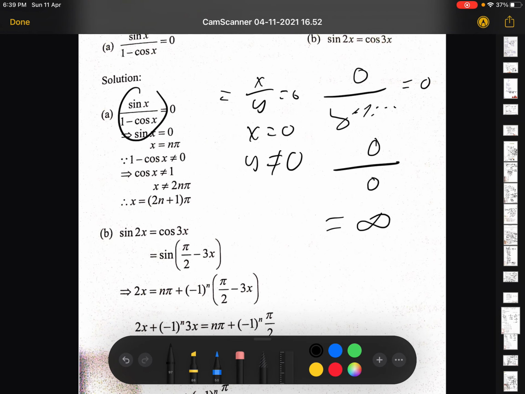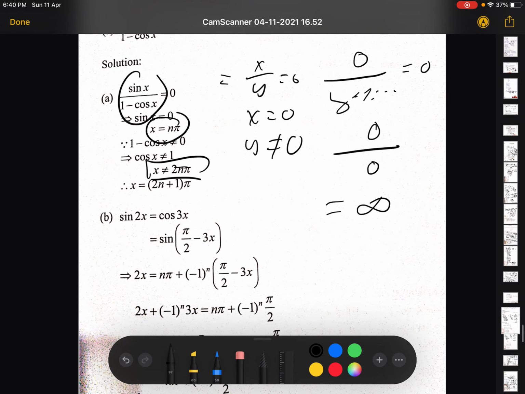So sin x equals 0, therefore use the special solution, x equals n pi. And then you know that 1 minus cos x cannot be 0, so cos x cannot be 1, and so x cannot be 2n pi, another special solution. So x is n pi, and x cannot be 2n pi.